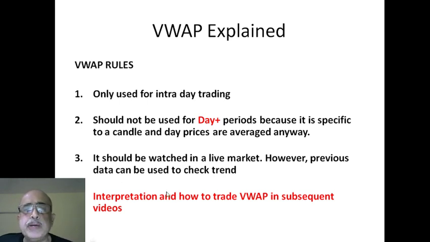Now, it should not be used for day and over periods while trading, because it is specific to a candle. Also, at the end of the day, you know that the prices are averaged. The price between 3 and 3:30 p.m. are averaged, and the candle is made. So following the VWAP for a day or above period can be misleading. It will go and reconcile somewhere in the middle of the candle, and then it'll give you a different signal. So I'll show you how to use that as well. It is used for something else.